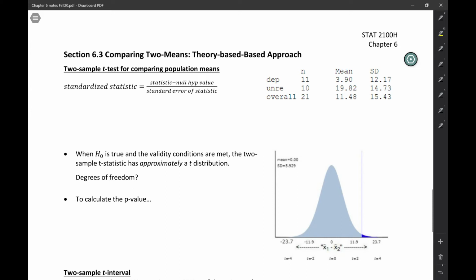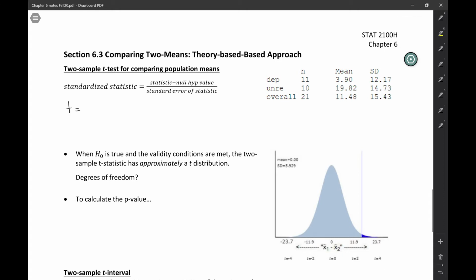In the previous video, we used a simulation to compare means for an unrestricted sleep group and a sleep-deprived group. We're going to come back to that same example in this video, except this time we're going to do a theory-based test. So for a theory-based test, we want to start off by calculating a standardized statistic. This is a familiar formula: the statistic minus the null hypothesis value divided by the standard error of the statistic. We have a quantitative response here, so this is going to be a t-statistic.